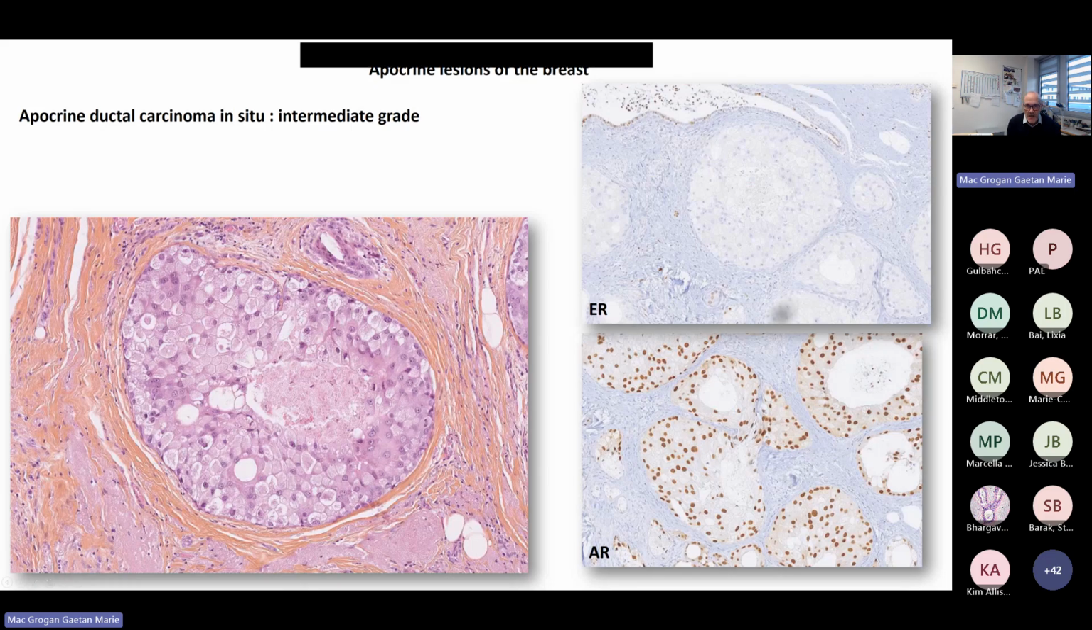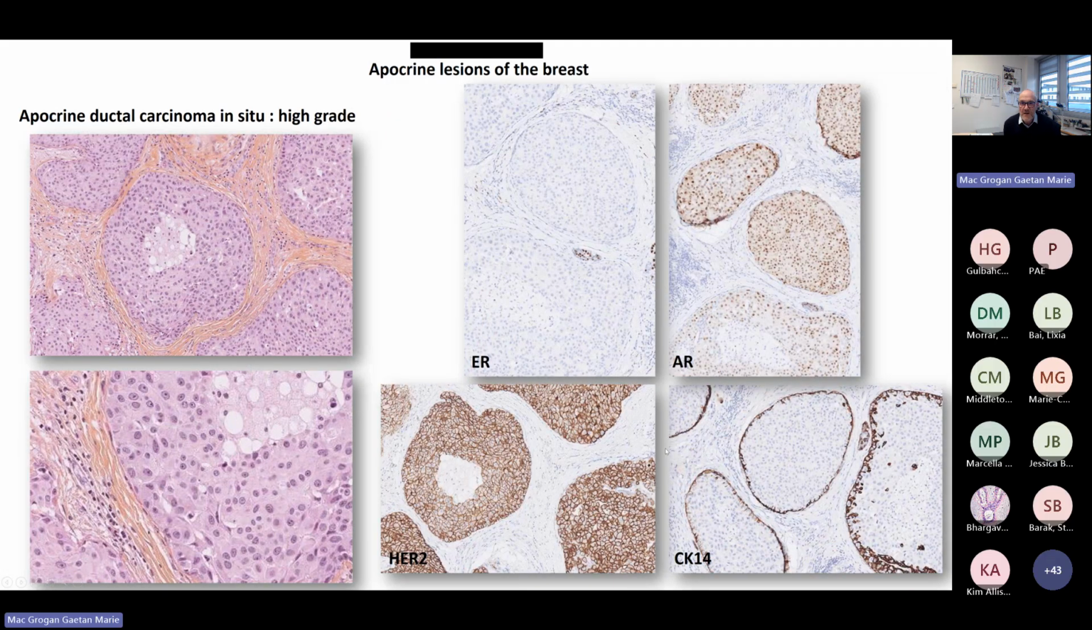Here's an example of an apocrine ductal carcinoma in situ of intermediate grade. As you can see, there is some necrosis with intermediate grade nuclear atypia, and we have the typical apocrine immunoprofile of ER negative and AR positive. Here's an example of a high-grade apocrine ductal carcinoma in situ, with high-grade nuclei. And again, we have this ER negative, AR positive phenotype. We have 3+ overexpression of HER2, and the tumor cells do not express high molecular weight cytokeratins.